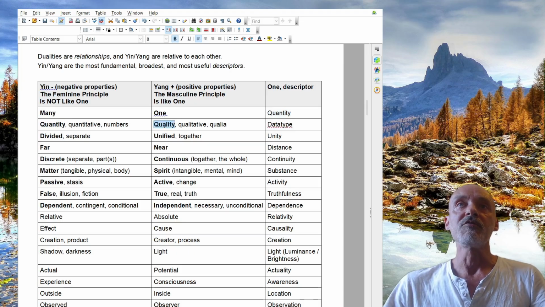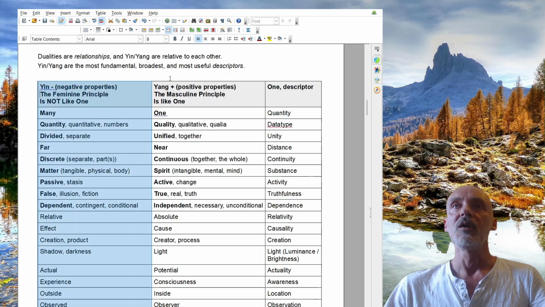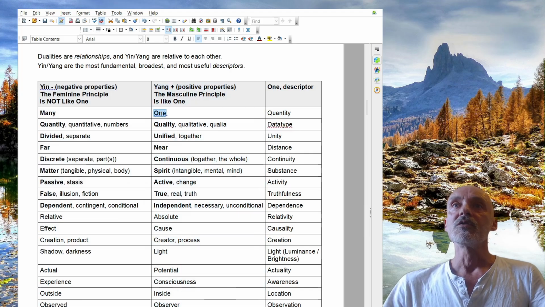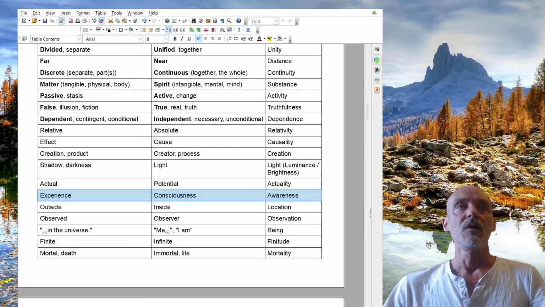Quantity and quality is another important duality. We could refer to this as data type. Divided, unified, far and near, that's obviously distance. You can read through this table as we're going, obviously. I'm not going to go through every single pair. I really just want to highlight the fact that the concepts in each column are related and they describe each other. So let's start here.